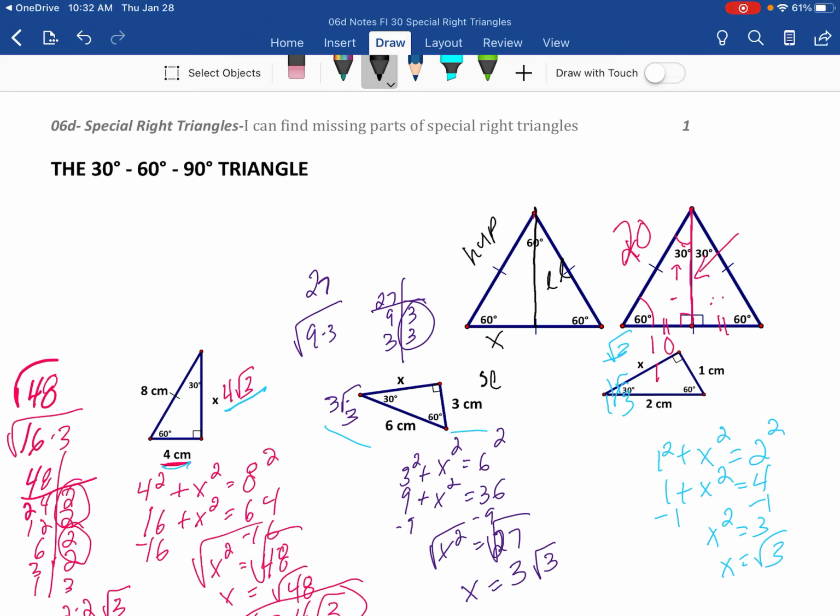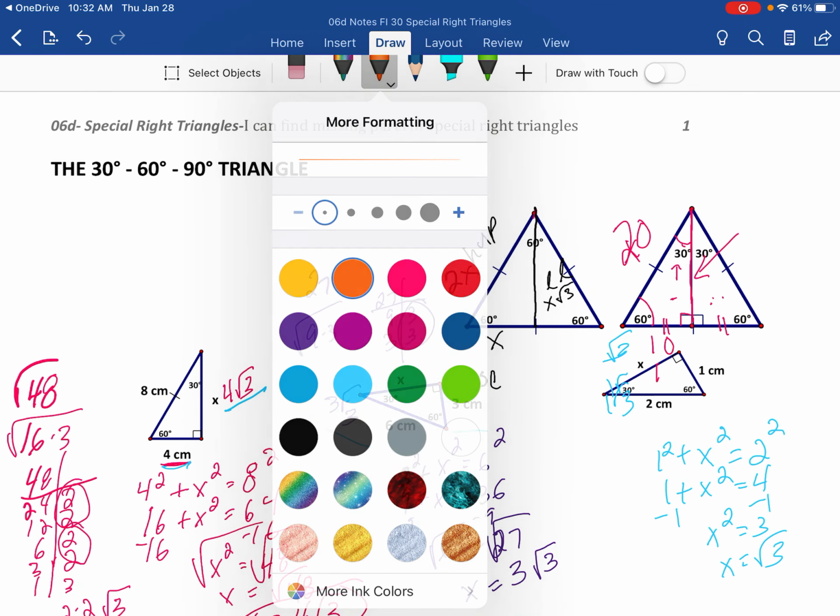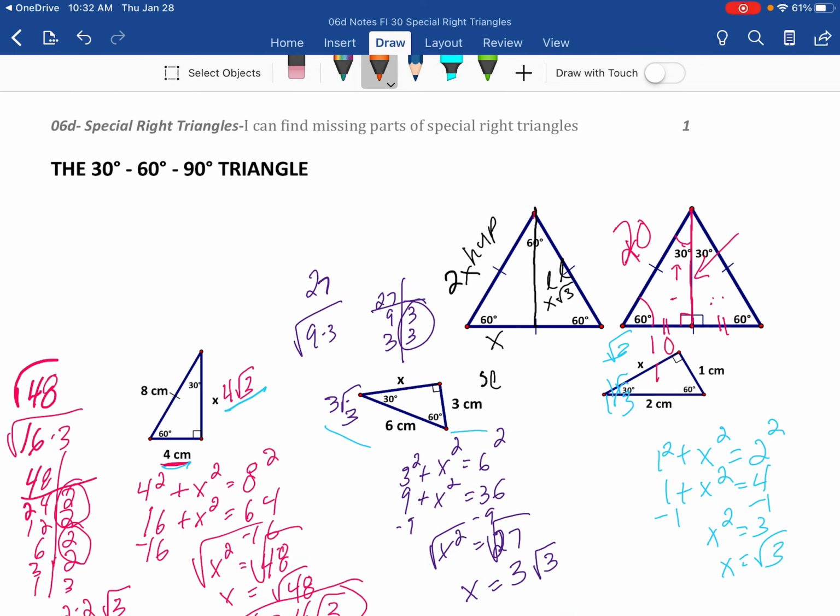And if my short leg is x, my hypotenuse would be 2 times x, because it's always 2 times my short leg, and my long leg is going to be whatever my short leg is times radical 3. And that happens every single time. So unlike your 45-45-90, I have 2 things to remember.